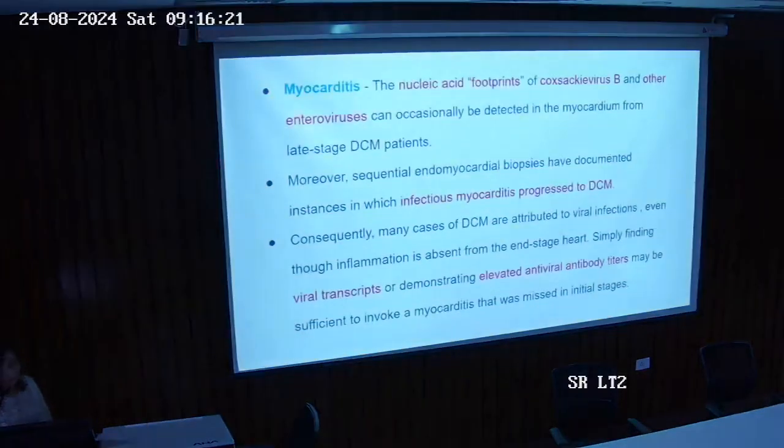It can occur because of myocarditis. Myocarditis because of viral myocarditis like Coxsackie B and other enteroviruses. Moreover, these infectious myocarditis then progresses to DCM, that is dilated cardiomyopathy. Okay, and how will you find out that it is because of viral etiology? Viral etiology कैसे पता चलेगा? It's written here. Because of elevated antiviral antibody titers.